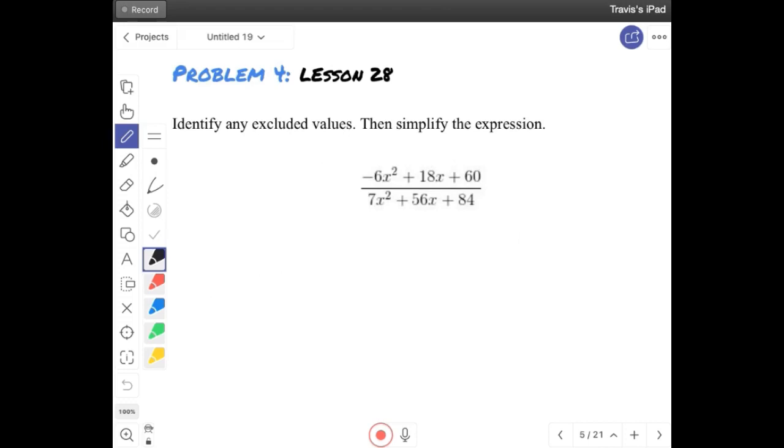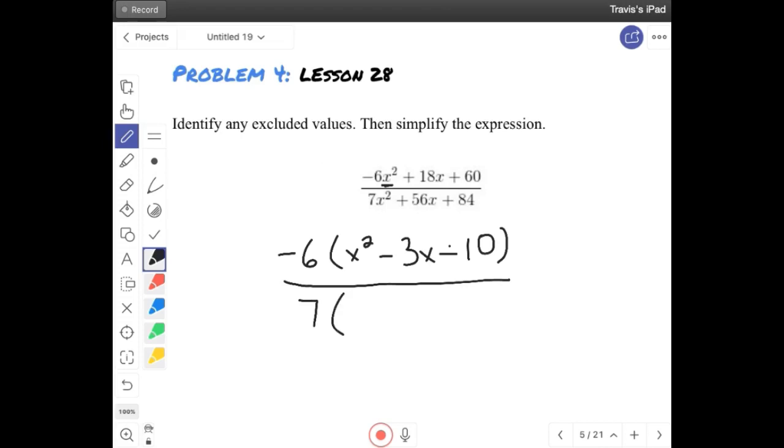So if you look at that top, the first thing that I'm going to do is take out a -6. And the reason why I'm taking out the negative and not just a 6 is because I want that x squared term to be positive because I'm going to end up factoring this down. So I'm going to take out a -6, and that's going to leave me with a positive x squared minus 3x plus -10. On the bottom, I'm going to take out a 7. And that's going to leave me with x squared plus 8x plus, that should be 12.